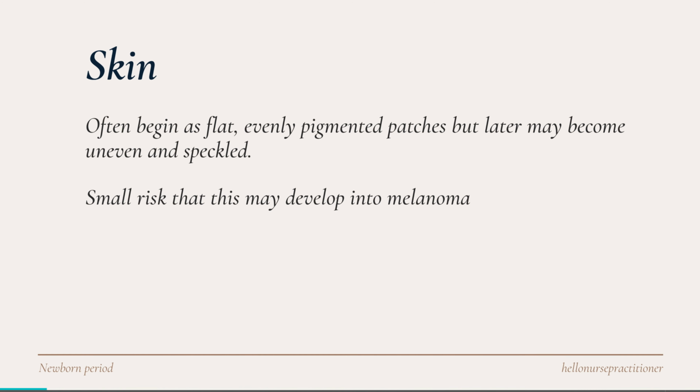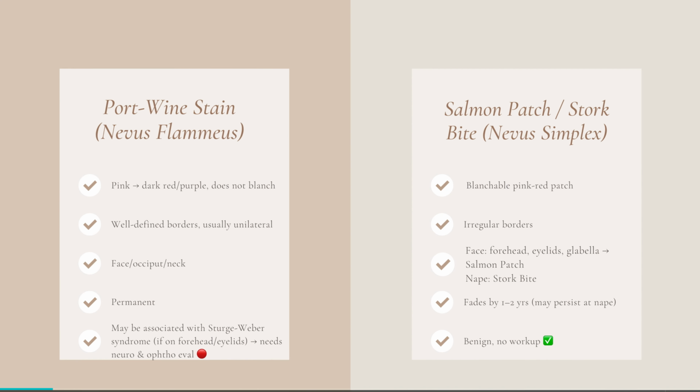Often begins as flat, evenly pigmented patches, but later may become uneven and speckled. There's a small risk that this may develop into melanoma. This is congenital nevi. The port wine stain versus the salmon patch, or nevus planus versus nevus simplex.